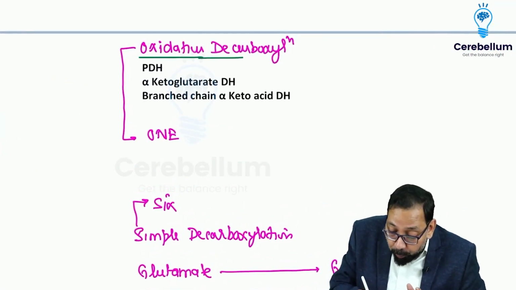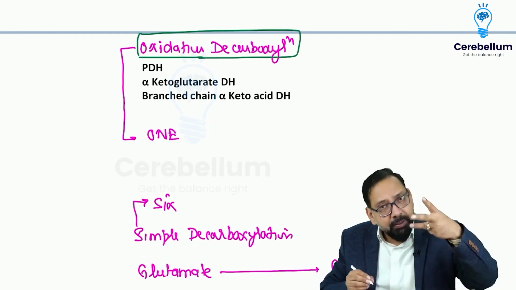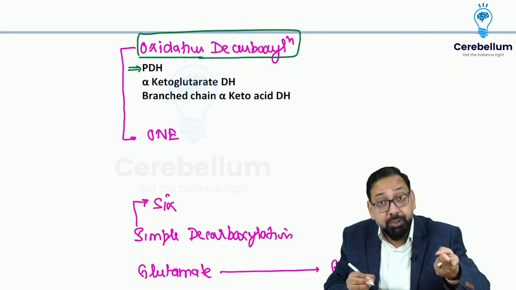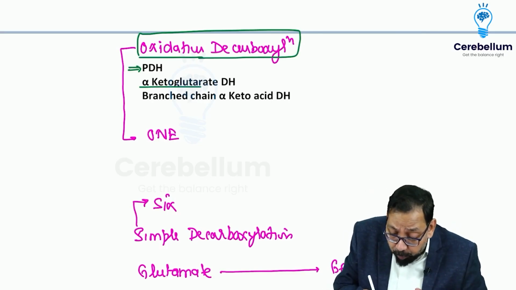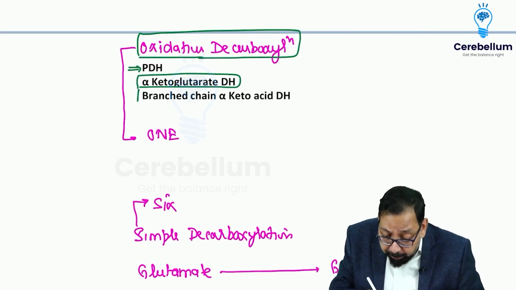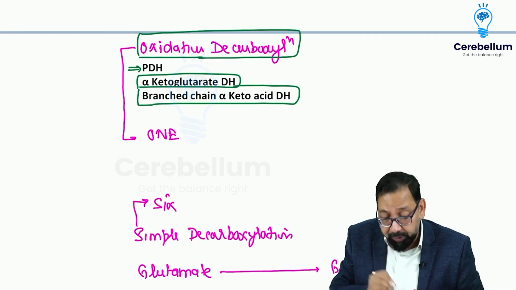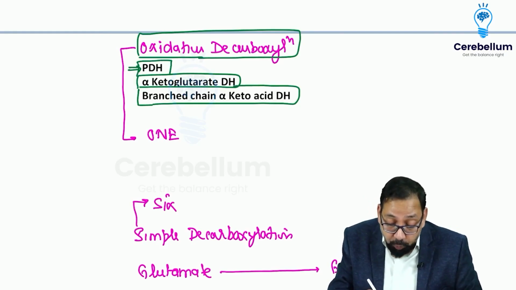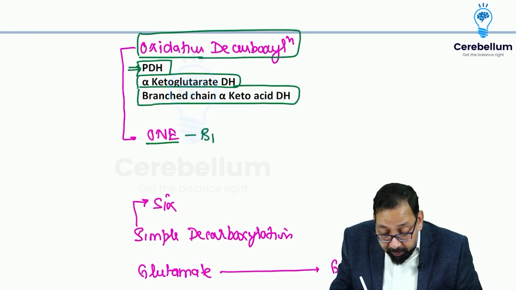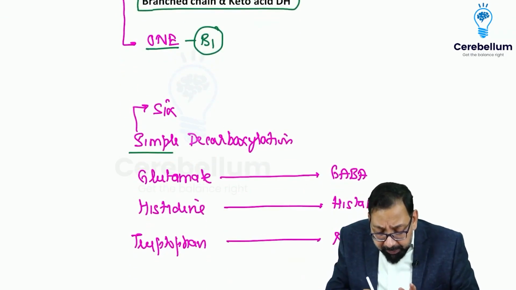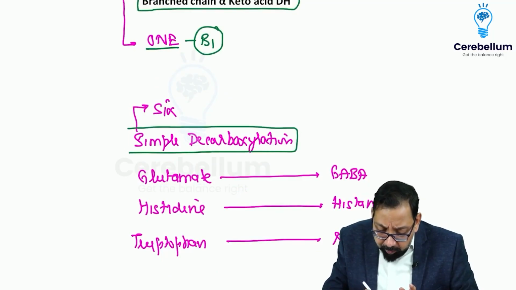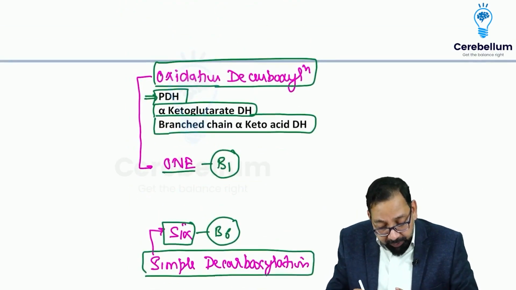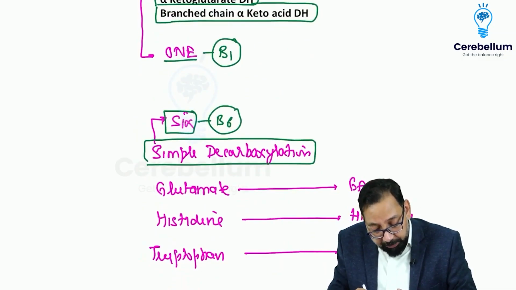Now examples of oxidative decarboxylation. Three enzymes catalyze oxidative decarboxylation. One is pyruvate dehydrogenase, just discussed. Second is alpha ketoglutarate dehydrogenase. Third is branched chain alpha keto acid dehydrogenase. Oxidative, O for 1, the cofactor is vitamin B1. Simple decarboxylation, S for simple, S for 6. Cofactor is vitamin B6. So oxidative decarboxylation, cofactor is vitamin B1. Simple decarboxylation, cofactor is vitamin B6.